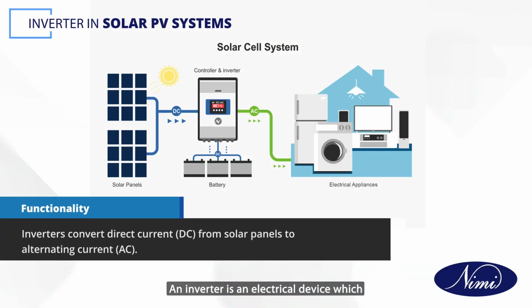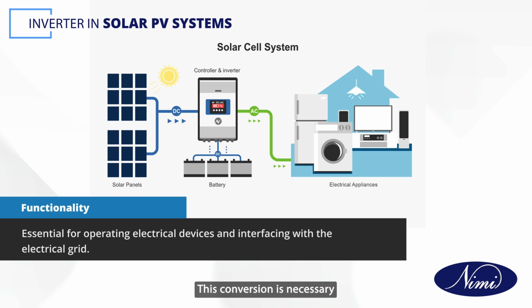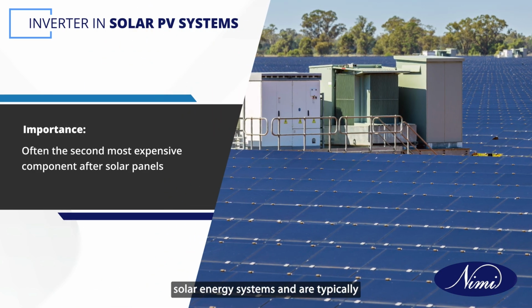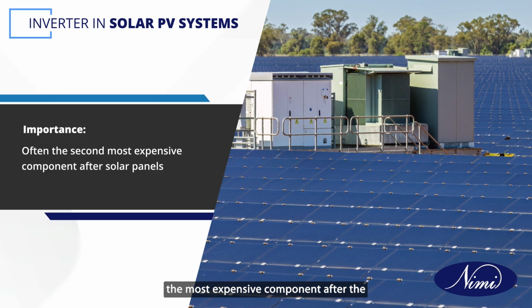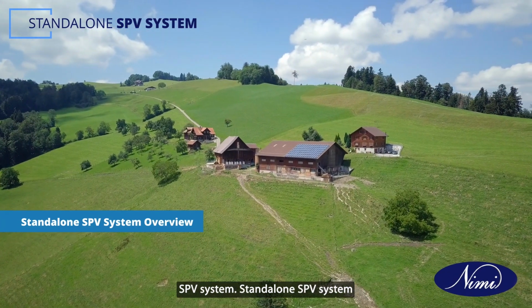An inverter is an electrical device which accepts electrical current in the form of direct current (DC) and converts it to alternating current (AC). For solar energy systems, this means the DC current from the solar array is fed through an inverter which converts it to AC. This conversion is necessary to operate most electric devices or interface with the electrical grid. Inverters are important for almost all solar energy systems and are typically the most expensive component after the solar panels themselves. Firstly, let us learn about standalone SPV system.